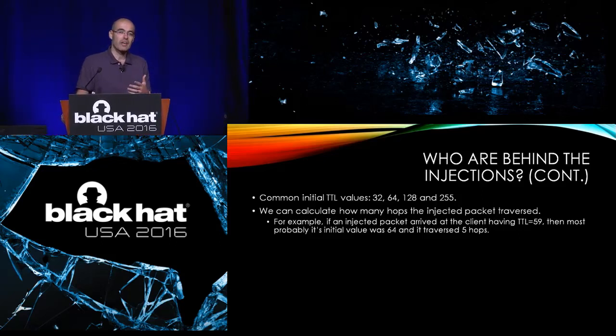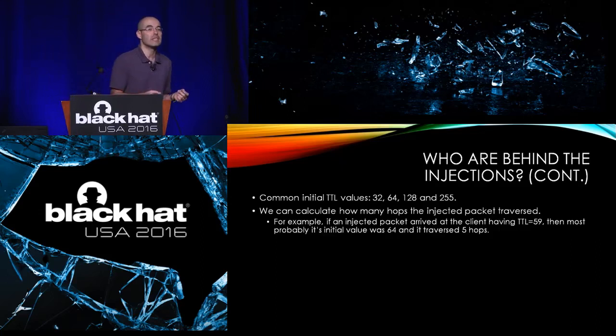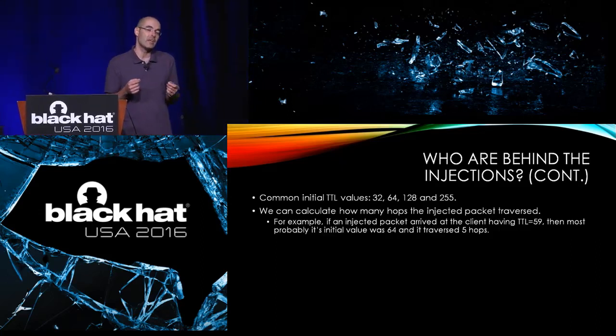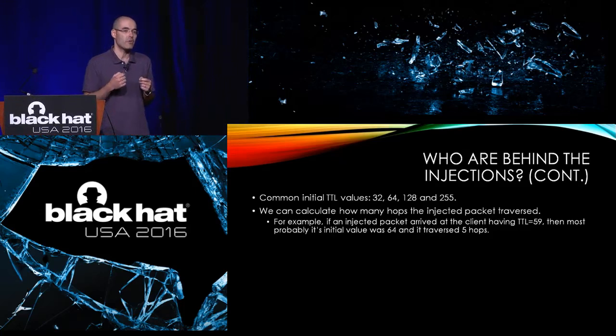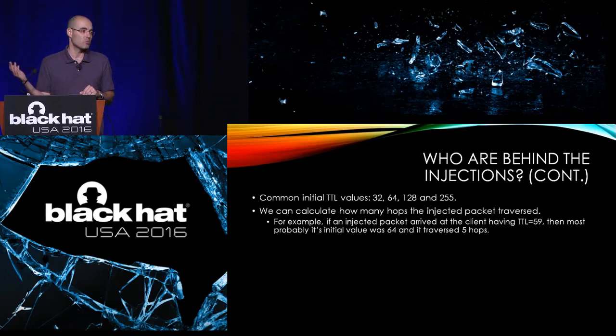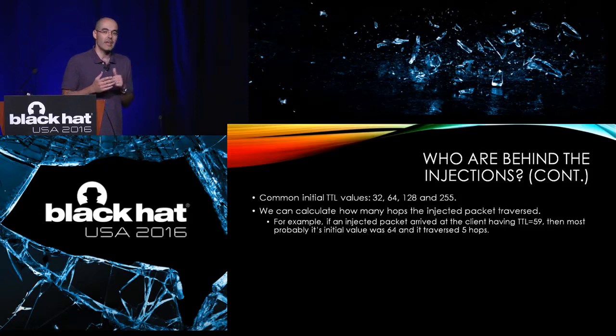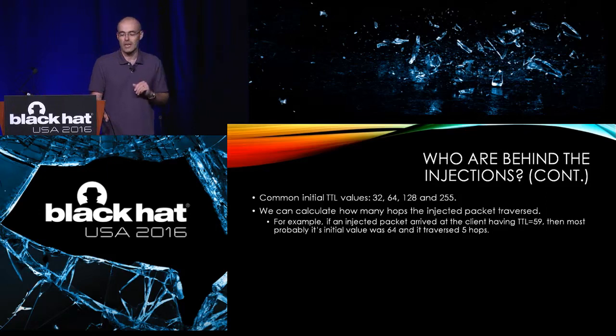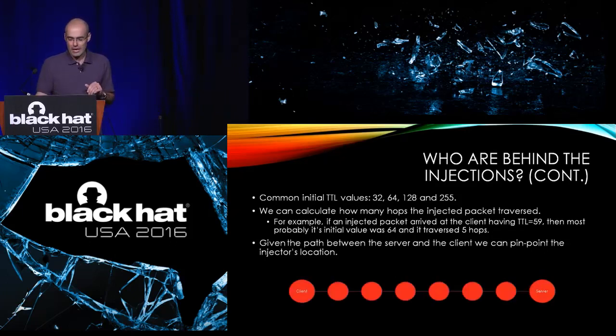So based on these common values, we tried to estimate the number of hops the injected packets traversed. For example, if we see an injected packet with a TTL value of 59, then most probably the initial TTL value of that packet was 64. It cannot be 32. And it probably is not 128 or 255 because these values are too high. So it most probably was 64. Then most probably the injected packet simply traversed 5 hops along the path.